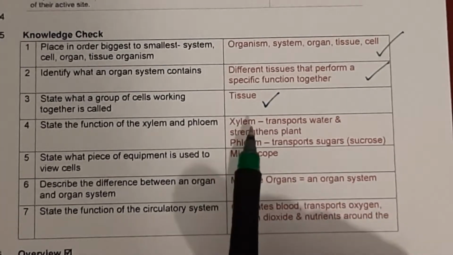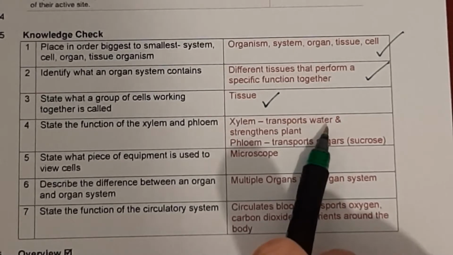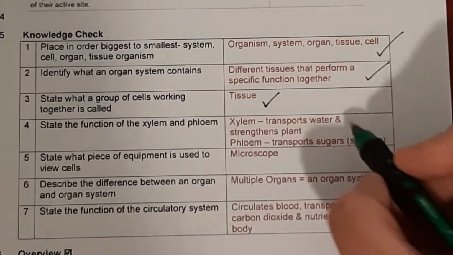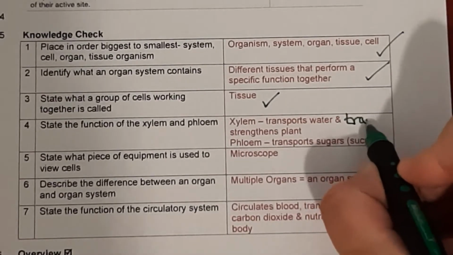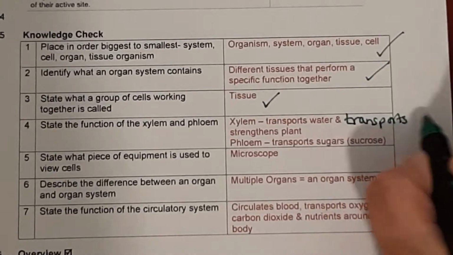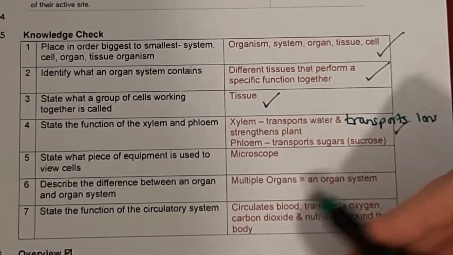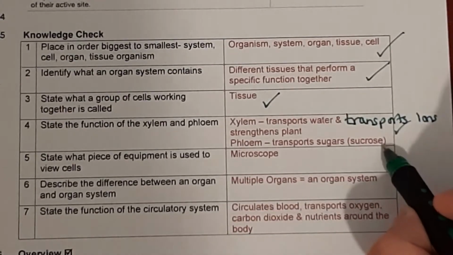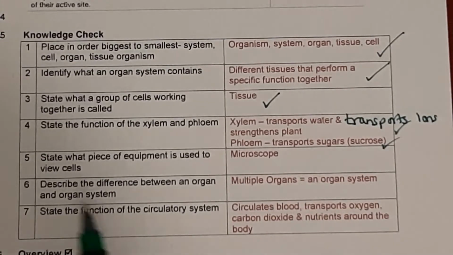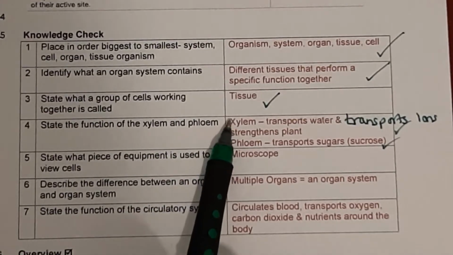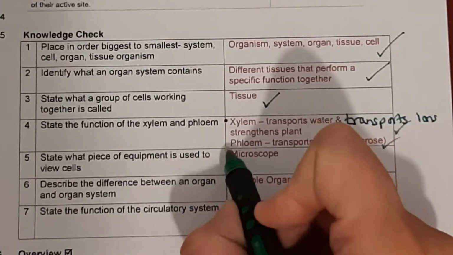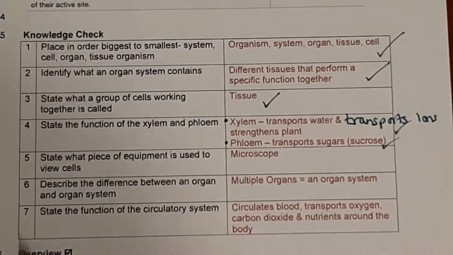Question 4, state the function of the xylem and the phloem. Well, as we discussed last lesson, the xylem transports water, it strengthens the plant, it also transports ions, so that's minerals. And the phloem transports sugars, such as sucrose. I'll give you 2 marks for that because there are 2 different separate points there, one for what the xylem does, one for what the phloem does. Question 5, state what piece of equipment is used to view cells. That would be a microscope.